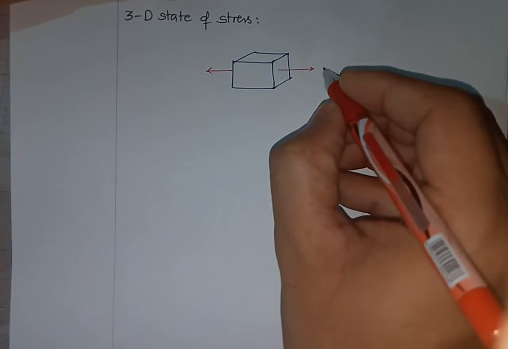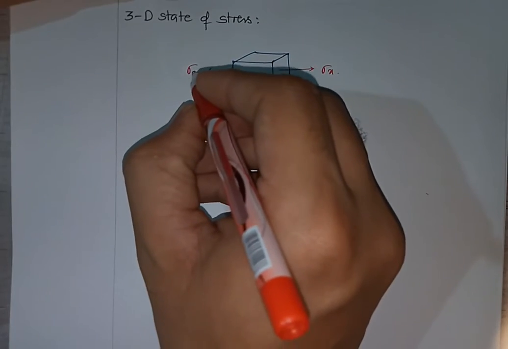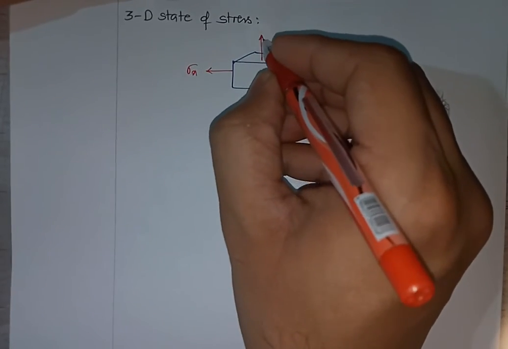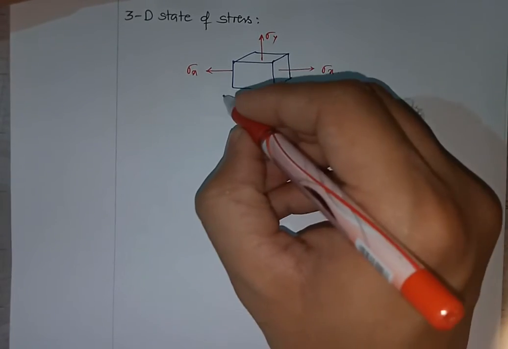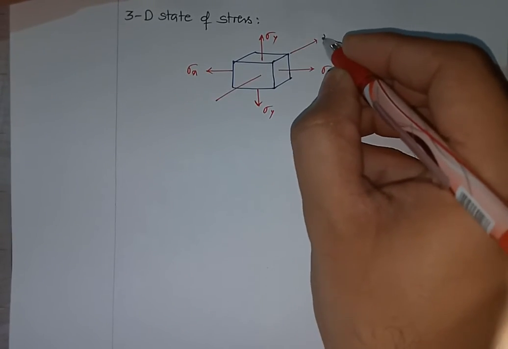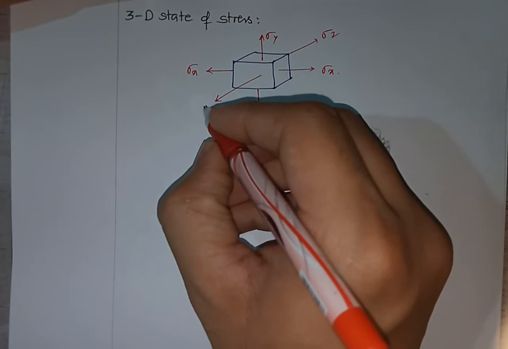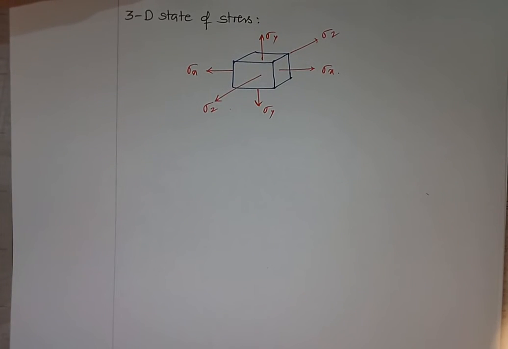So on both the sides it will be sigma x. Here it will be sigma y. Then in this direction it will be sigma z and sigma z. Right, so this is three-dimensional state of stress. Right, what I have done, I have just taken up a three-dimensional element and I have loaded it in all the three directions.